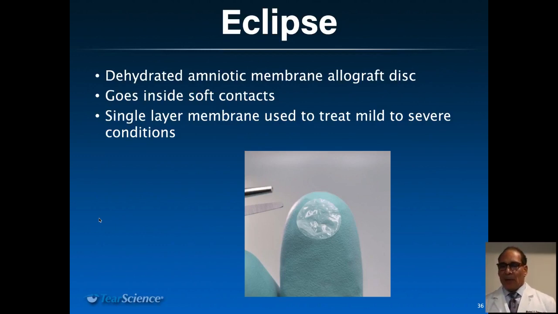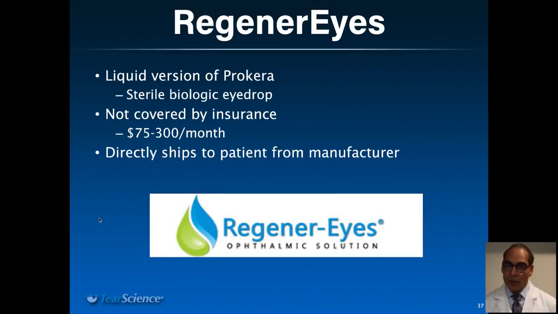Now, there is another, even newer version of the amniotic membrane, and that is called Regenerize. Regenerize is a liquid version of the amniotic membrane. So I tell patients it's still beneficial. The advantage is you can do it at home. It's an eye drop that the company sends directly to you. So they ship it directly to your home.